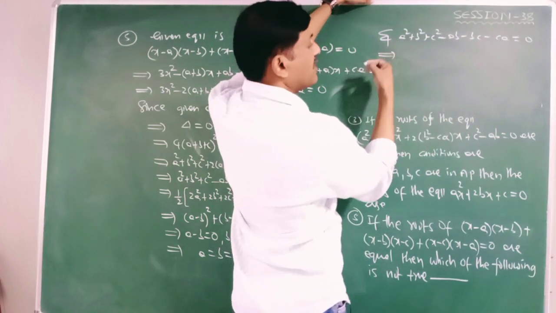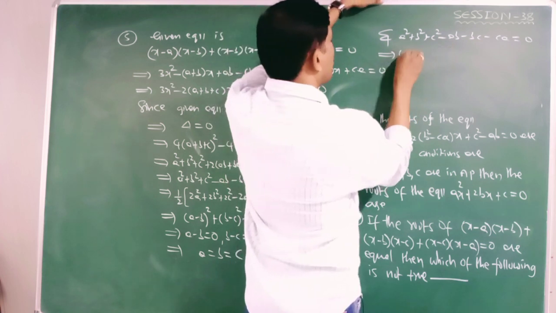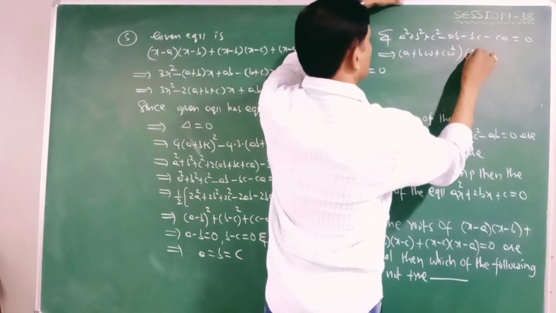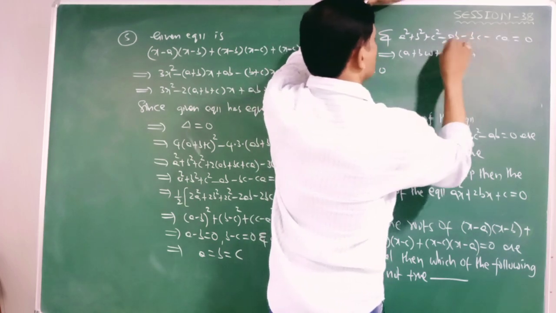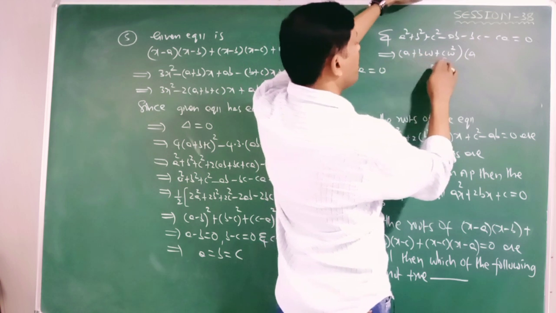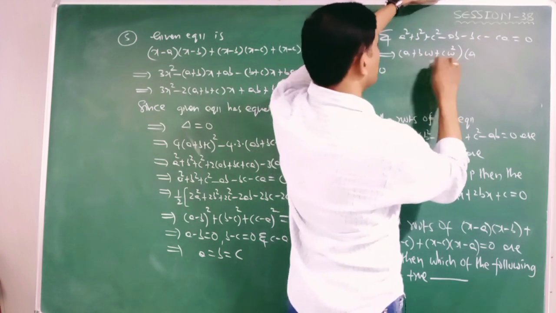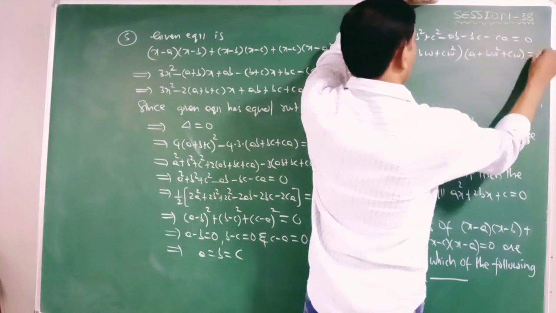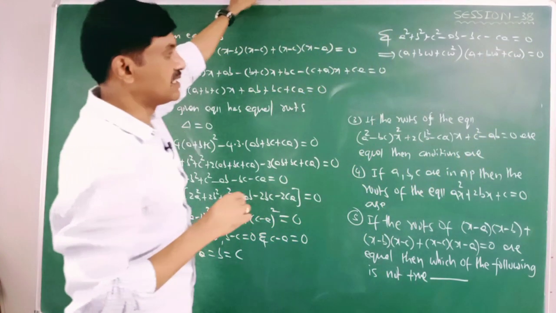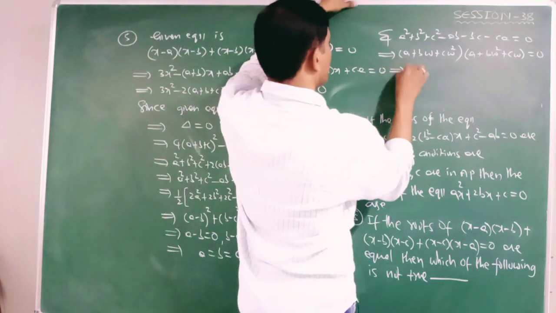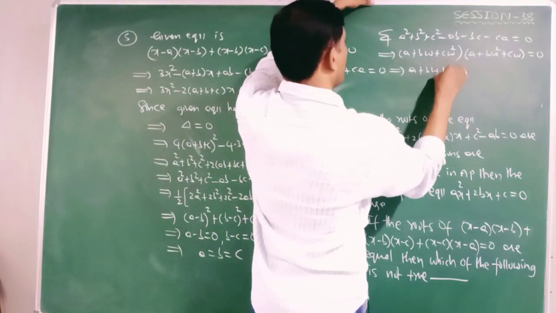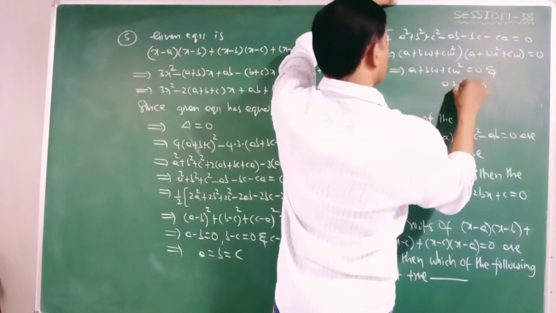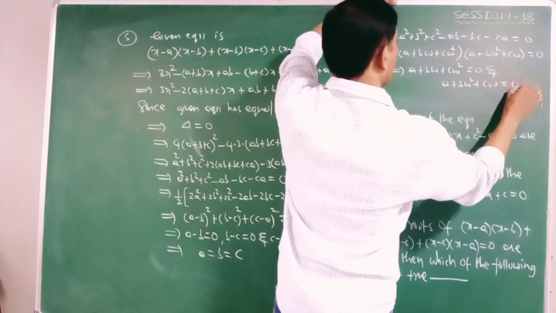Now, this equation can be written in the form of (a plus b omega plus c omega square) into (a plus b omega square plus c omega) is equal to 0. In this case, we can say a plus b omega plus c omega square is 0, or a plus b omega square plus c omega is also 0.